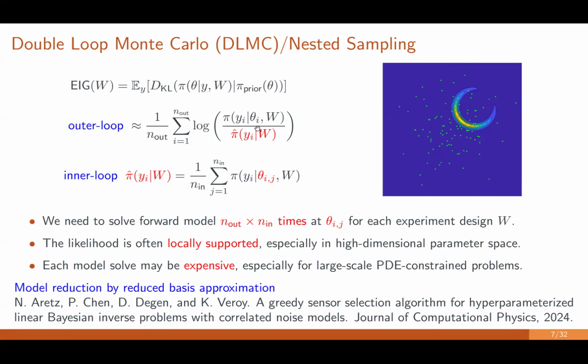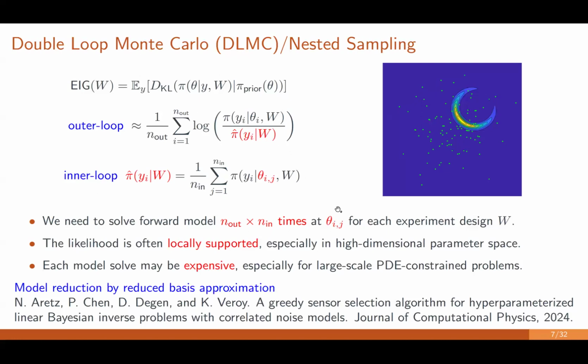There is a corresponding parameter theta i too. And then in the inner loop, you want to compute this model evidence term or normalization constant, where this normalization constant is the integration of the likelihood with respect to the prior. So you can draw a lot of samples from your prior and compute this average of the likelihood function. And apparently, for this approximation, you would need n_in times for the evaluation of the inner loop and n_out times for the evaluation of the outer loop.